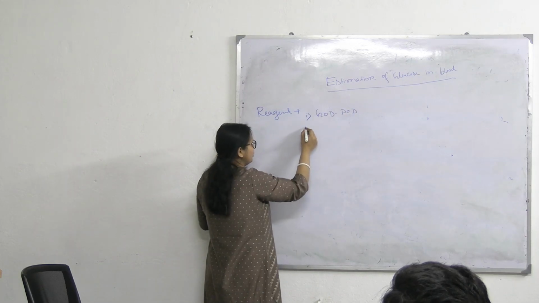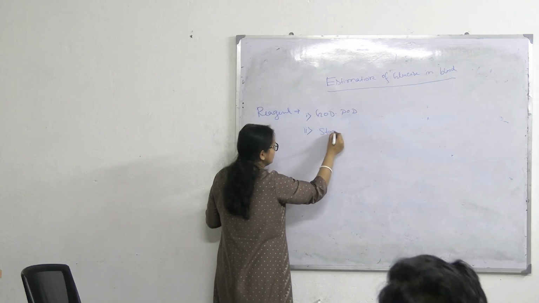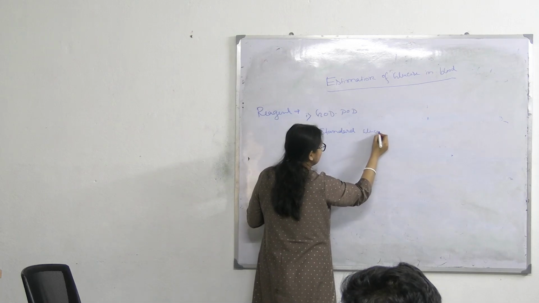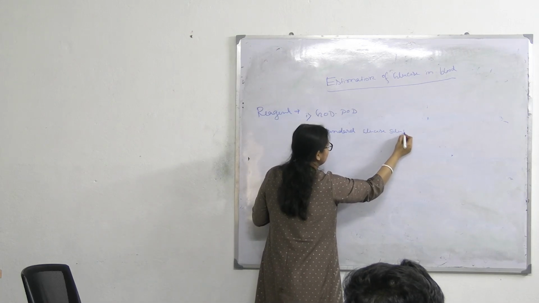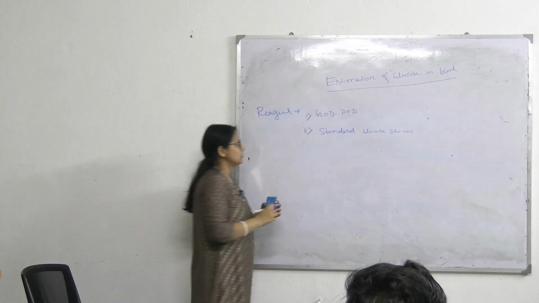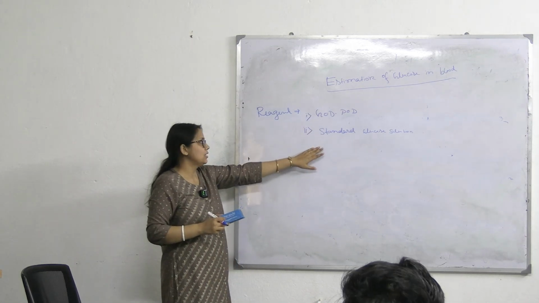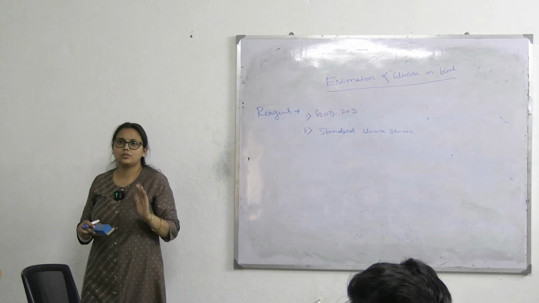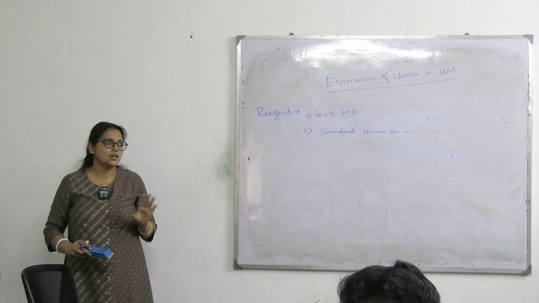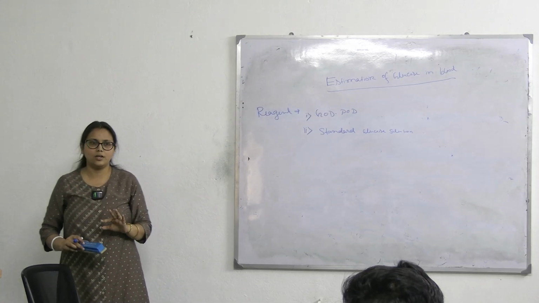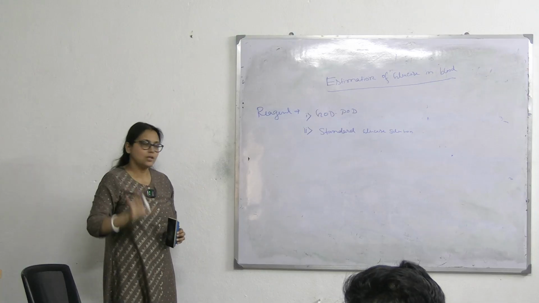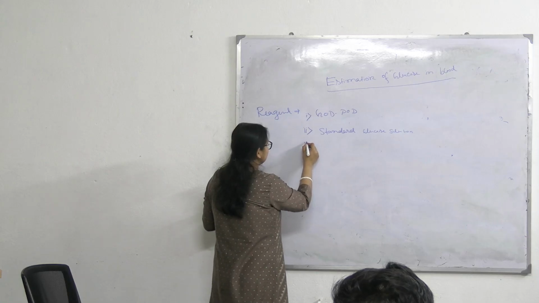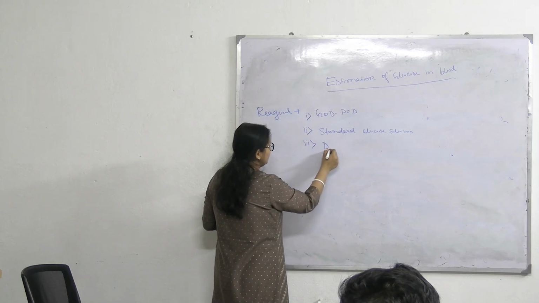Okay. Number 2, standard glucose solution. There is a kit which contains glucose oxidase-peroxidase, and they also provide the standard glucose solution. Standard solution means the solution which has a known value of glucose. That means generally it gives 100 mg per dl. Okay, that means known amount of glucose is present in that solution. This also comes with the reagent kit. And distilled water.